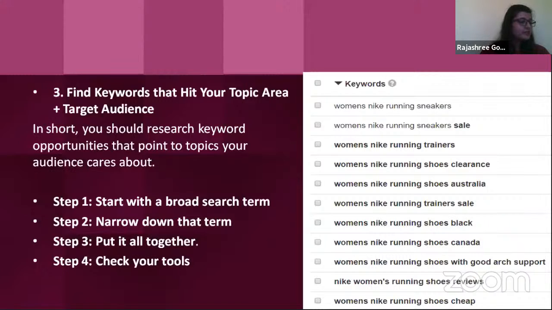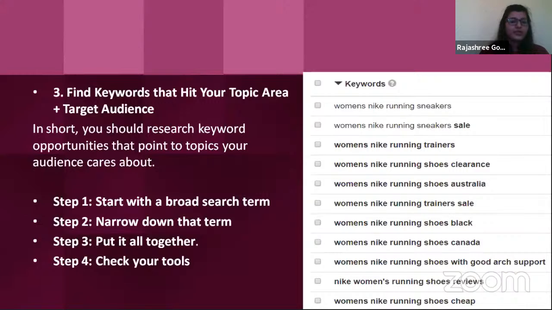And the fourth one is check out your tools. And here, on the site you have probably seen, these are the keywords I found while I was searching for my big root keyword, that is running shoes: women Nike running sneakers, women Nike running shoes Canada, women Nike running shoes with good arch support. These are the keywords that can support my base keyword.